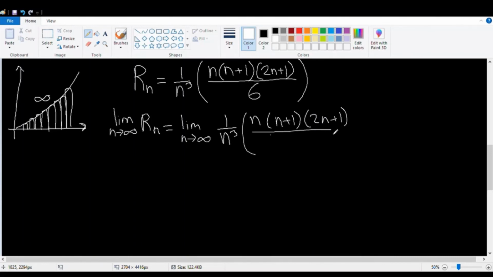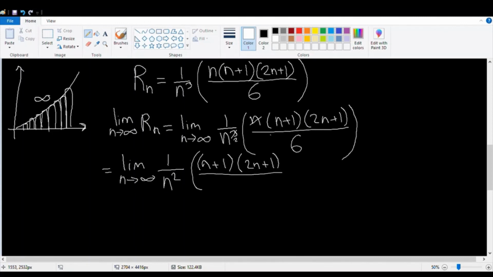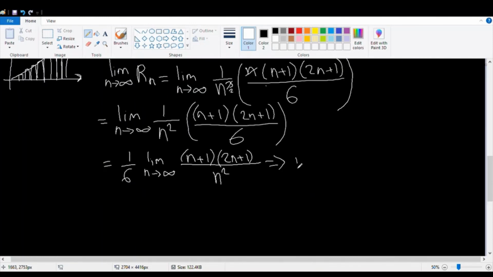Here we can cancel out one of the n's on the top and on the bottom. So we'll be left with the limit as n approaches infinity of 1 over n squared times n plus 1 times 2n plus 1 all over 6. If we factor out the 1 over 6 outside the limit, we'll be left with n plus 1 times 2n plus 1 times n. And this limit, if we separate it into two fractions, will be n plus 1 over n and 2n plus 1 over n, if we just separate the n squared term on the bottom.